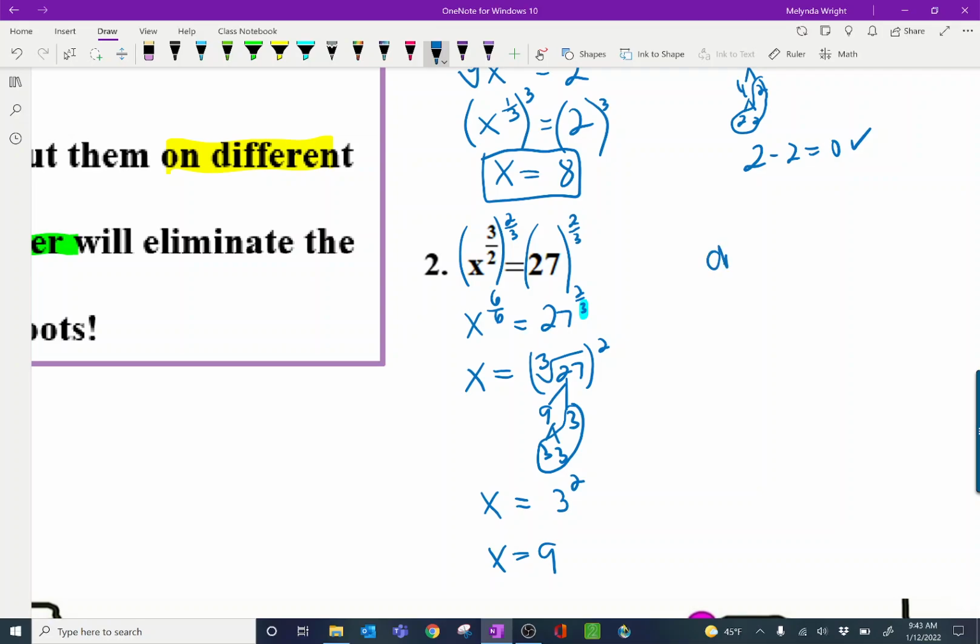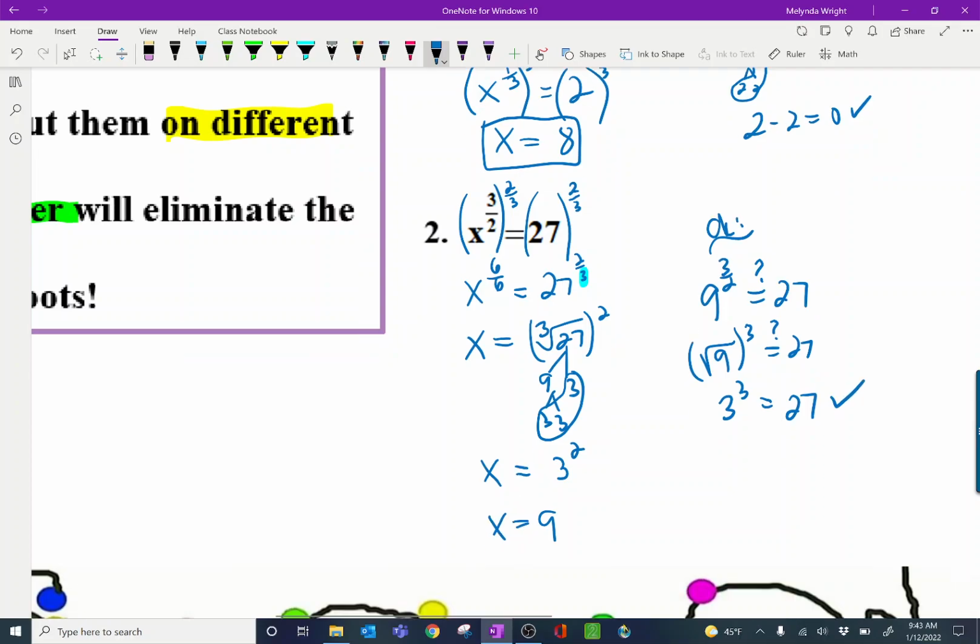So let's check it. Okay, so I've got 9 to the 3/2. Does that equal 27? Let's put it in radical form. This 2 is the kind of root, so that would be the square root of 9 cubed. Does that equal 27? Let's see, we know the square root of 9 is 3, and 3 cubed does in fact equal 27. So yay, another correct answer.